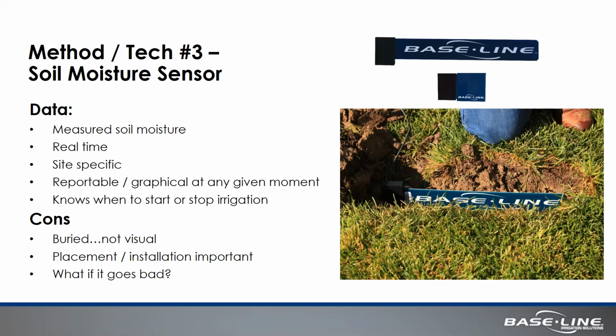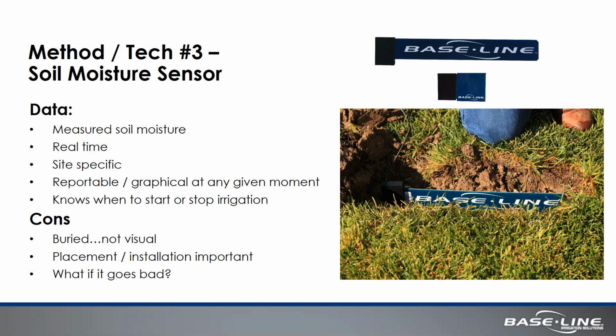Another technology or method would be utilizing a soil moisture sensor in that soil profile that measures how much water is being applied or being depleted out of that soil profile in real time. It's very site specific. It's very reportable and graphical at any given moment, so a user can get an at a glance status once they access the sensor to see how much water is available to the plant material. And it's smart enough to know when to start or stop an irrigation cycle.